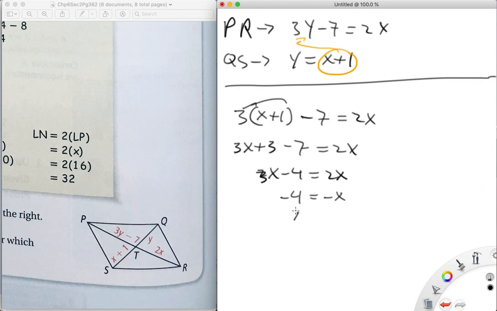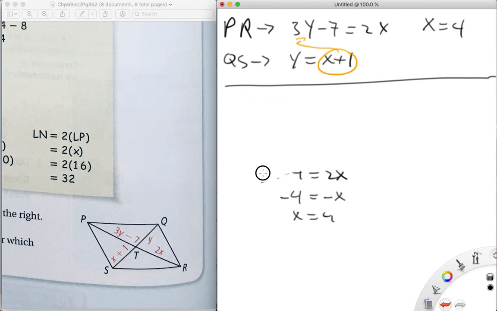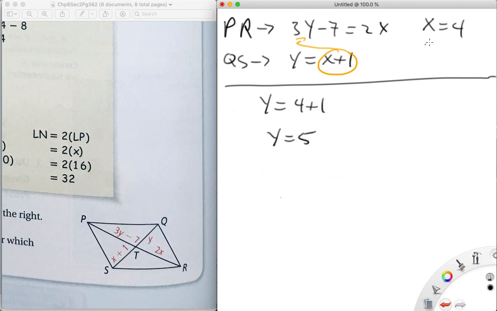Therefore, x equals 4. Alright, so we have that x is equal to 4. Once we have that, I can sub it into any one of these to find y. I'll use the QS. So y equals 4 plus 1, y equals 5.